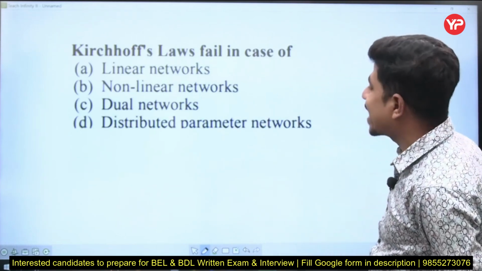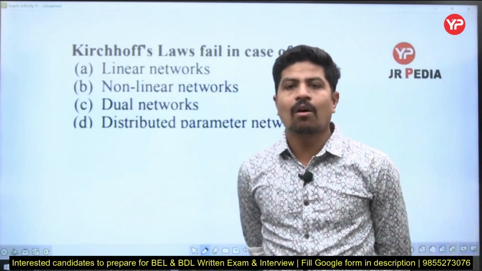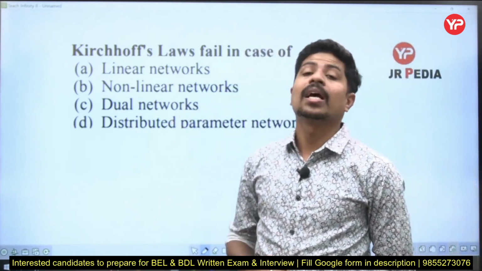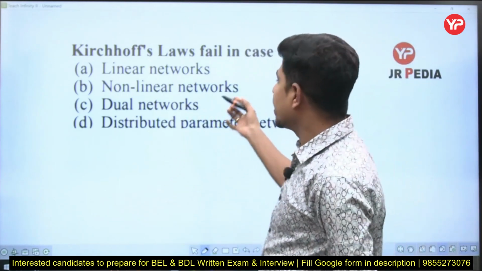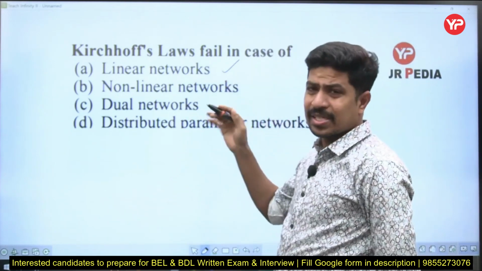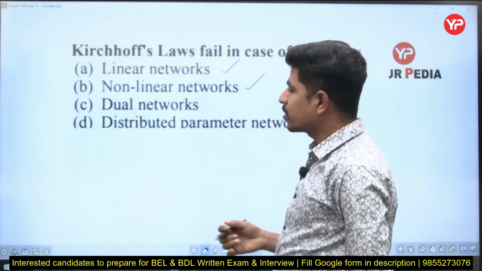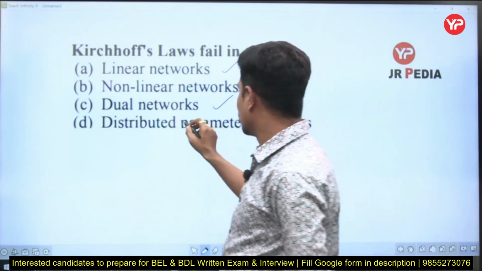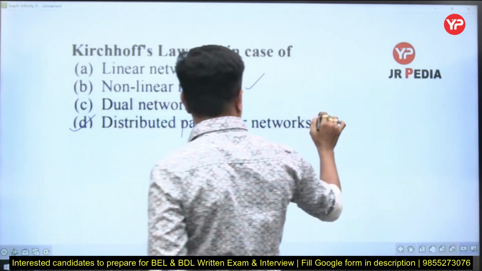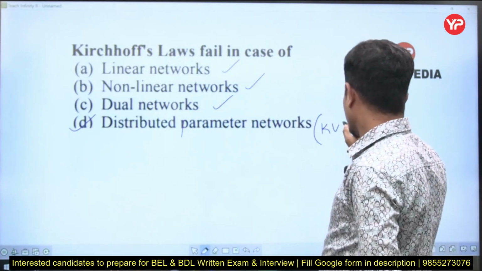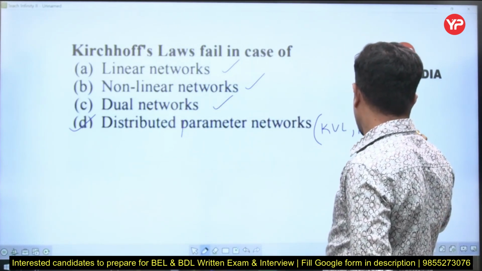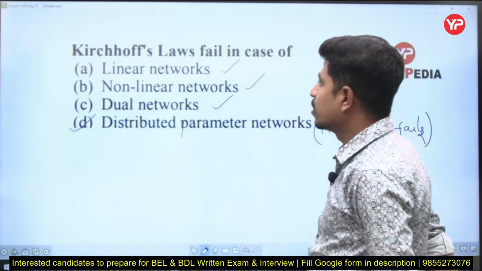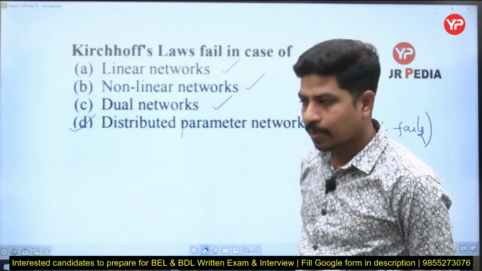Kirchhoff's law fails in case of which network? Kirchhoff's law is always successful except in one place, that is distributed networks. For linear networks, Kirchhoff's law is applicable, both KVL and KCL. For non-linear networks and dual networks, it is applicable too, but for distributed parameter networks, Kirchhoff's law will fail. Here KVL and KCL fail for these distributed parameter networks.